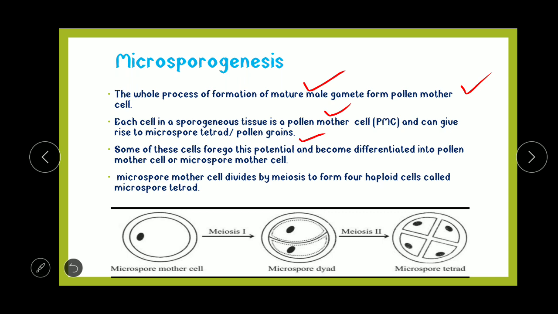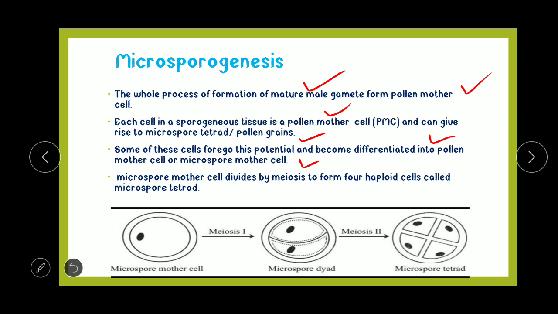Okay. Then what happens: from a group of sporogenous tissue, some of the cells utilize their potential to form pollen grains and differentiate into pollen mother cell or microspore mother cell. So every cell in a sporogenous tissue has the ability to give rise to microspores, but only some of the cells will use this potential at a time to give rise to pollen grains.